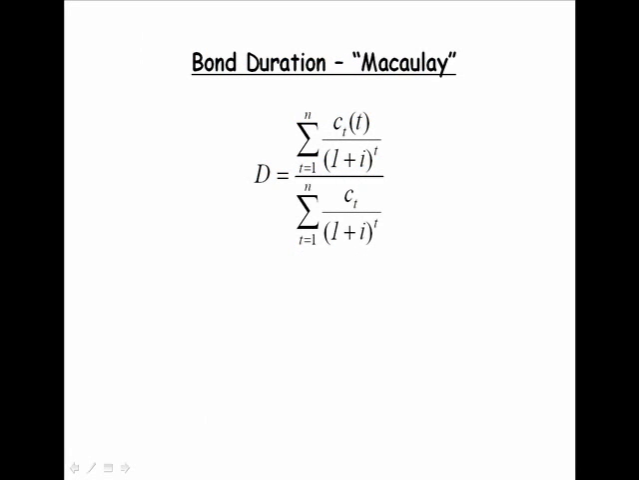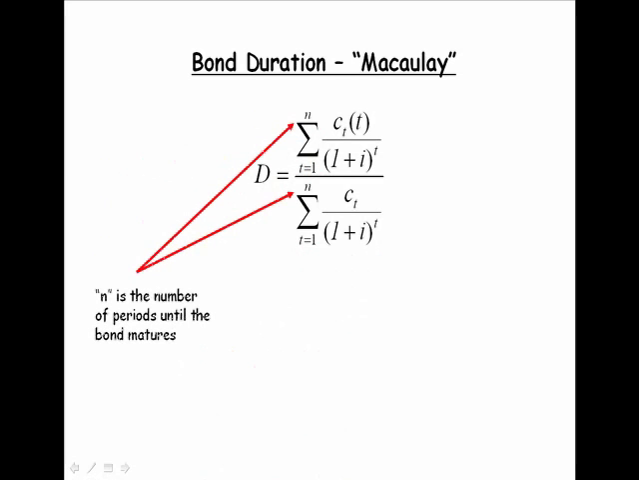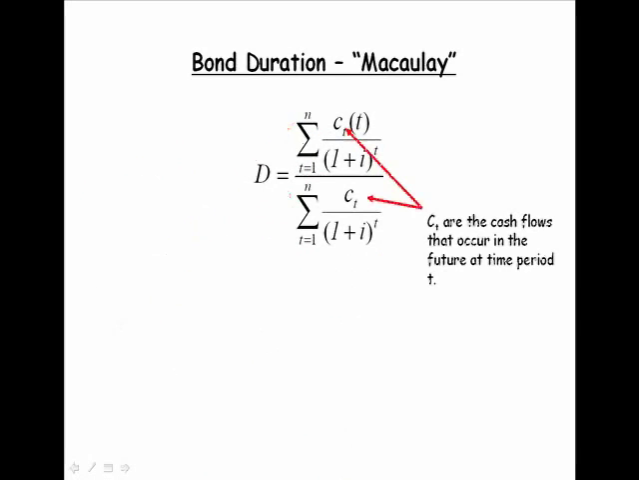This is the formula used to solve for the duration of a bond, more specifically, Macaulay duration. No, it's not your imagination. This is one ugly formula. In this formula, N represents the number of periods until the bond matures.